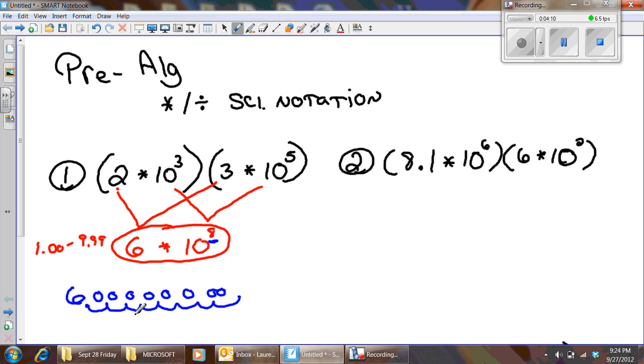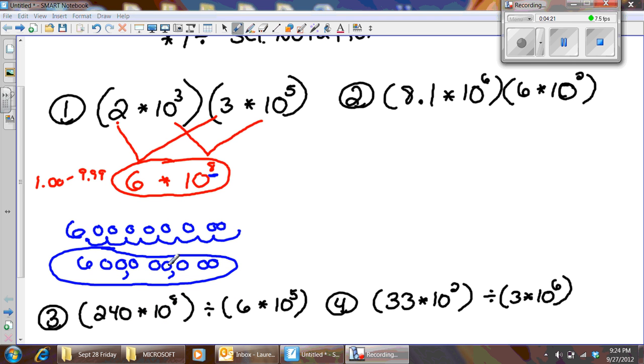And my number will end up being, oh, silly, 600 million. There it is. Okay, let's try this one. I'm going to multiply 8 and 1/10 by 6. That's easy.